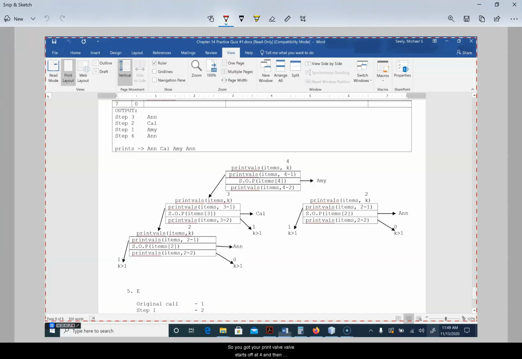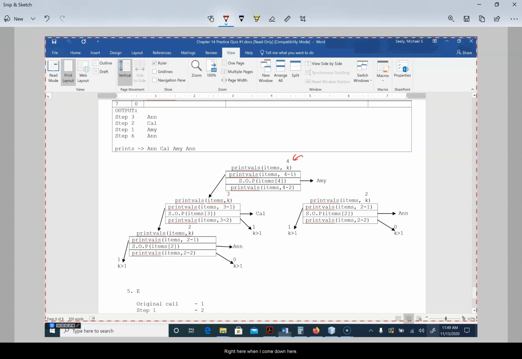So you've got your print vowels. Val starts off at 4, and then print vowels basically does 4 minus 1, and then it does items at position K. When you see 4 right here, it's K minus 1, so 4 minus 1, and then K, which is 4, and then print vowels 4 minus 2. It comes down here where items and K is 3. K, which is 3, is greater than 1, so then we do items 3 minus 1, items 3, and then items 3 minus 2. We come down here.